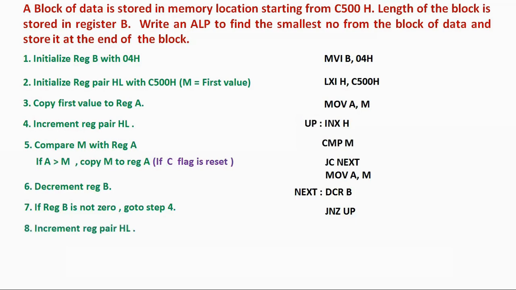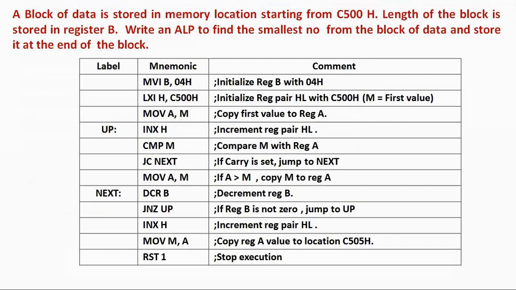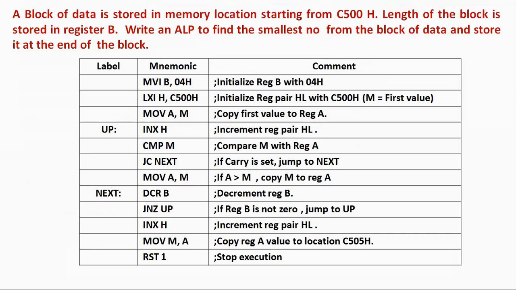Then next is the increment of register pair HL. So again, to increase the HL pair, INX H is used. Then after that, we are going to copy the M value to C500H. For that, the instruction is MOV M, A, and to stop the execution, we write RST 1. Now this is how we have written the program.